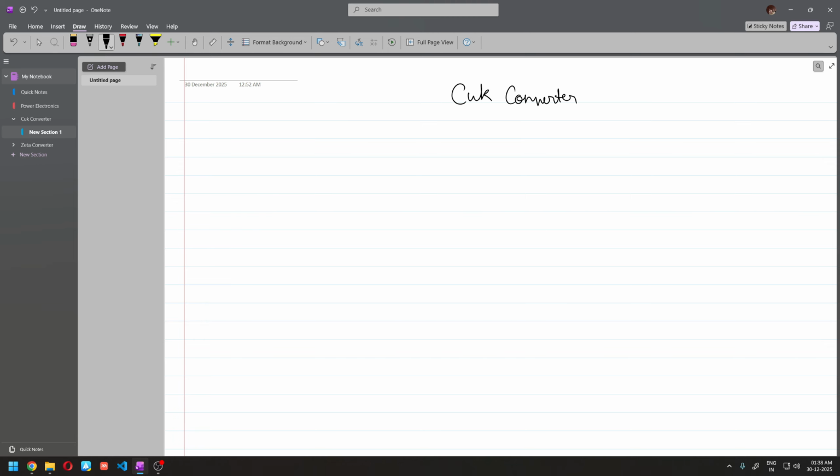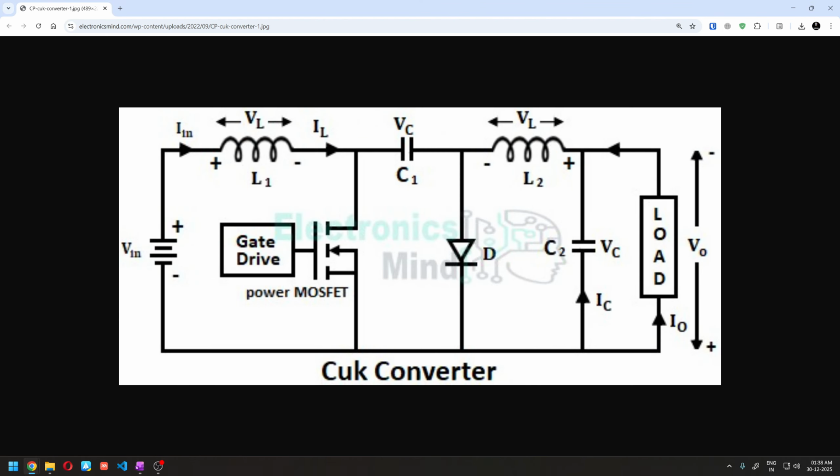And one more thing to note here is, if you just look at the circuit, the input side of it looks like a boost converter, with the inductor in series with the source and the low side switch, whereas the output has the LC filter, which is the inductor and the capacitor on the output. So that looks more like a buck converter.